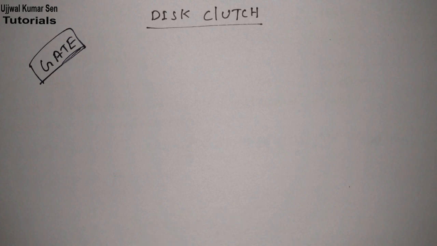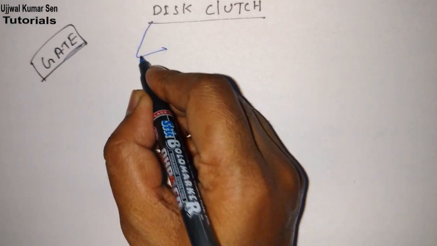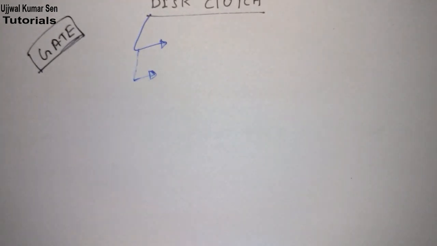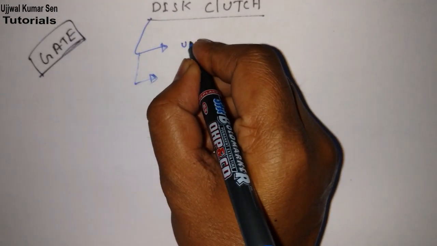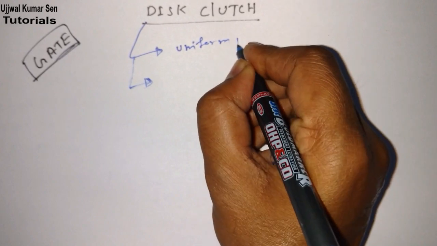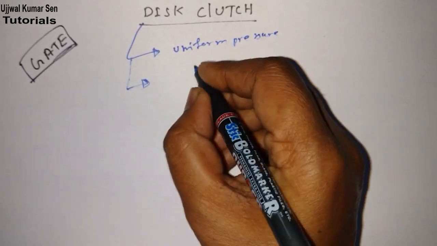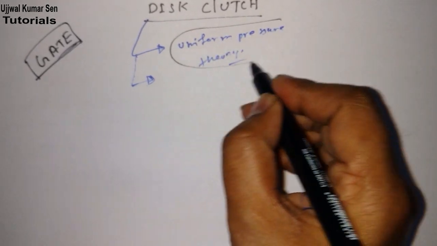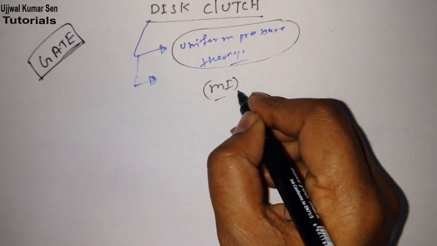Alright, so basically, what formulas do you require to solve the numerical problems in the case of a disc clutch? I have gone through a few questions already asked in GATE previous years, and of course I have read the theory. In the case of a disc clutch, we have to follow two theories. One is the uniform pressure theory, and from the GATE point of view, this is the most important theory, right?